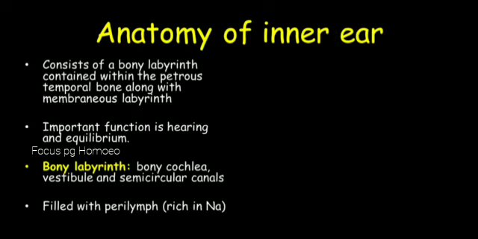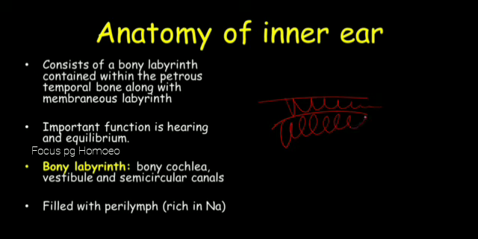Now we are moving towards the anatomy of the inner ear. The anatomy of the inner ear is a little bit complex, because we have one outer layer and one inner layer, and between the outer and inner layers we have different anatomical structures, and inside the inner part we also have different anatomical structures.